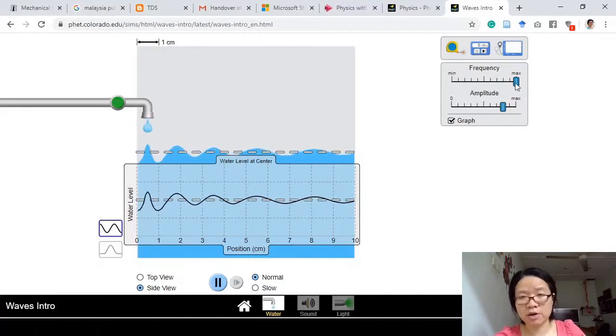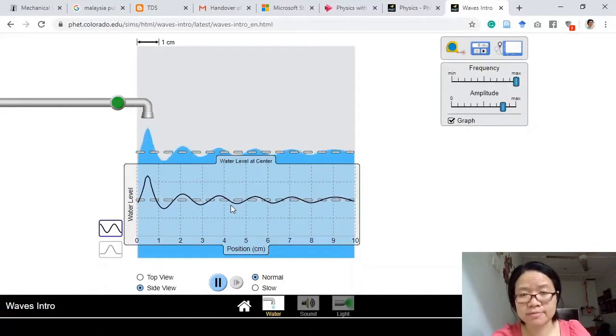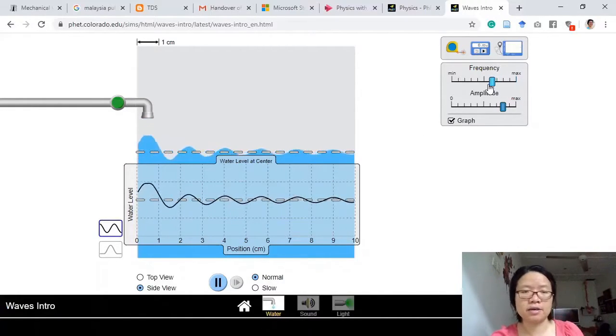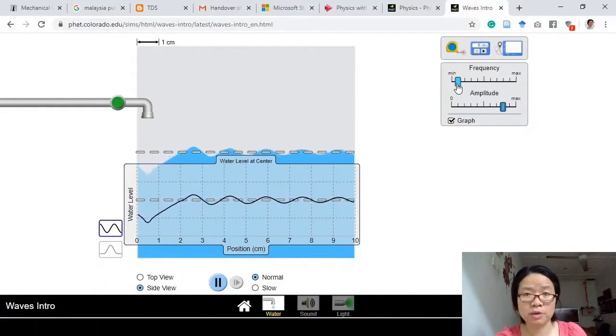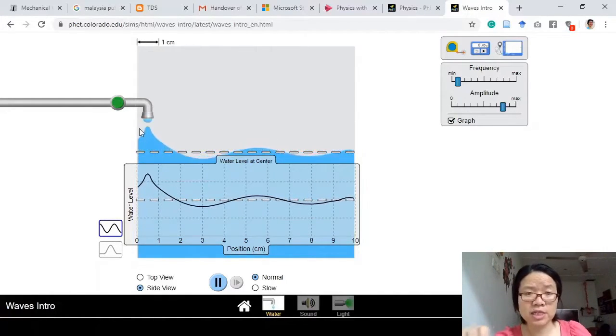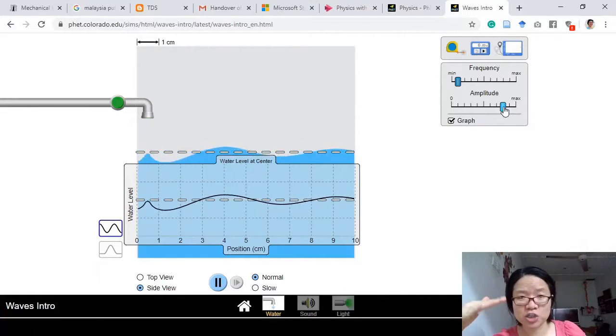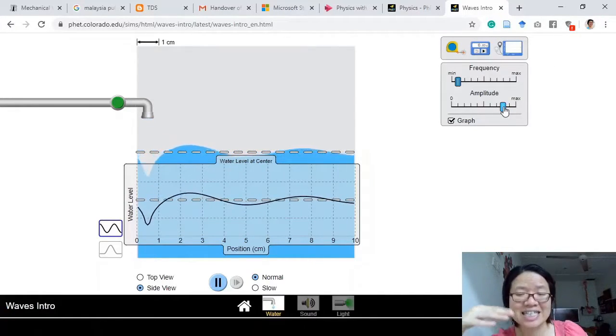All right, so I'm just going to play around with the settings a bit. Again, you can find the link for this simulation. You can play with it yourself. So you will notice that as I vary the frequency, when the frequency is small, the wave is less energetic or more sluggish.